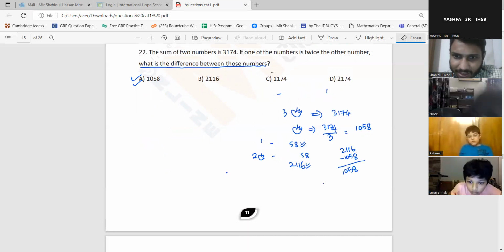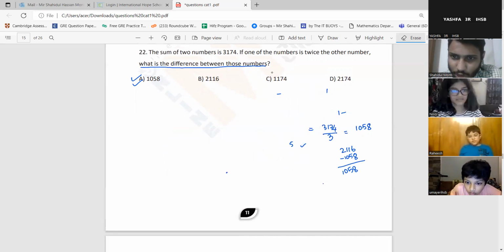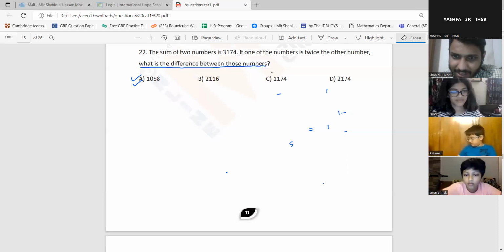Let's erase all this stuff. Umair, you follow very carefully. Other students should also follow. But since Umair has raised his hand, I will ask Umair to follow very carefully.